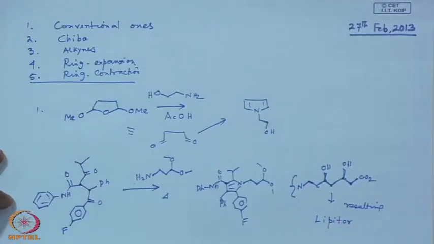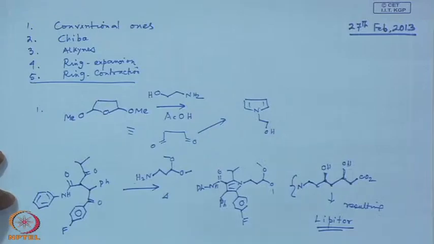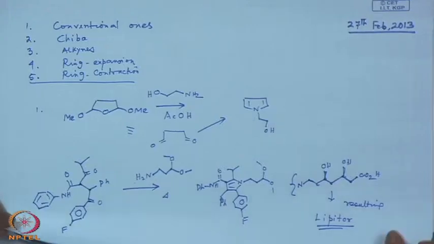This is called Lipitor. It is marketed by Pfizer, and it is used for the treatment of cardiovascular diseases, and it lowers the cholesterol level in the blood. It is a very high selling drug, and you can see here this is a carboxylic acid, that is a very useful one. Likewise, many of the recent pyrrole syntheses depend on this sort of Paal-Knorr synthesis.